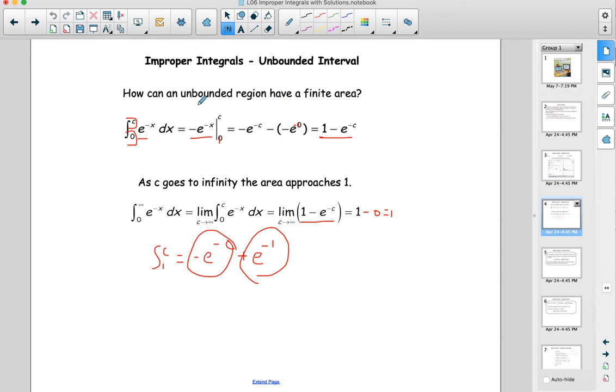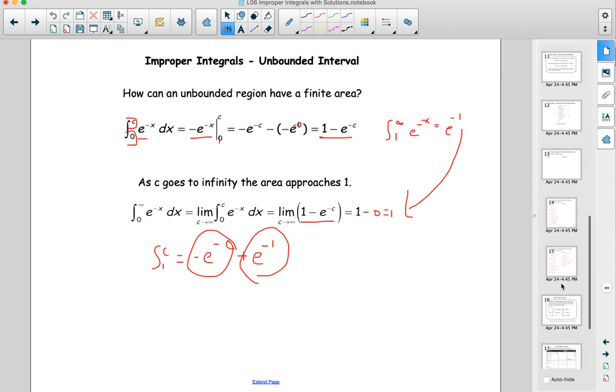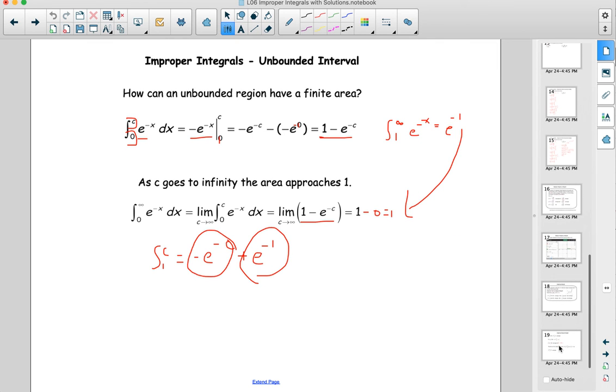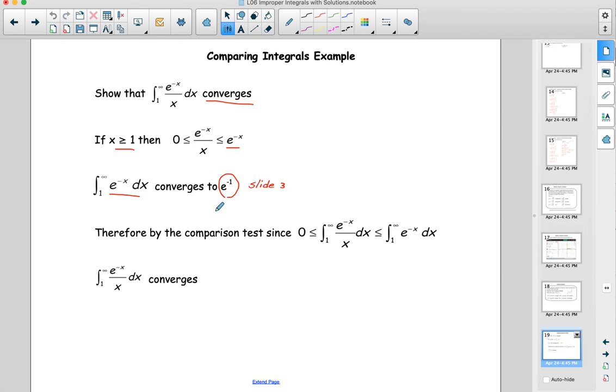So taking a look at slide 4, we can see that the integral from 1 to infinity of e to the negative x is e to the negative 1. Jumping back to our last slide, I just want you to know where that value came from. I didn't just pull it out of a hat; I went back to slide 4 to figure that one out. So this converges to e to the negative 1.